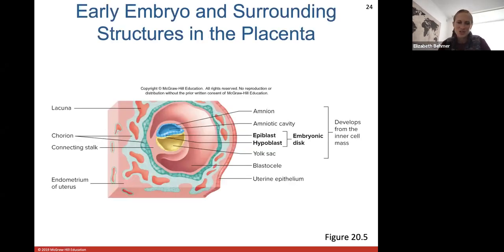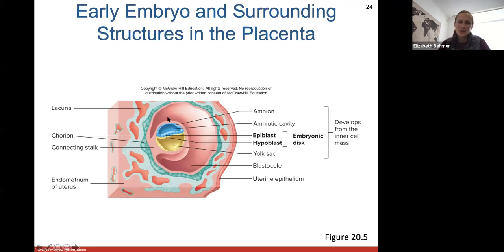So let's look at some pictures. Embryology, we could almost have a completely separate class for a whole 16, 18-week semester on embryology. So if this is over your head and really confusing, you're probably not the only one.